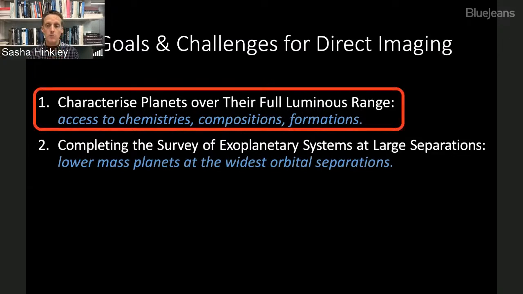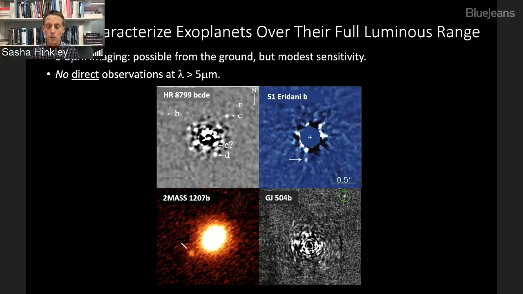So for the first goal, let's talk about this for a bit. As I said, we've mostly characterized planets from 1 to 2 microns, and for 3 to 5 microns outside this window, this is possible from the ground, but it's extremely challenging due to the modest sensitivity barrier that we face just due to the very high telluric background from the Earth's atmosphere. So here's a handful of some truly heroic efforts from friends of mine that have tried to image these planets at 3 to 5 microns, and I think you can see that the detections are challenging, to say the least. I think it's safe to say also that prior to this ERS program, there were no direct observations of exoplanets at wavelengths longer than 5 microns, full stop.